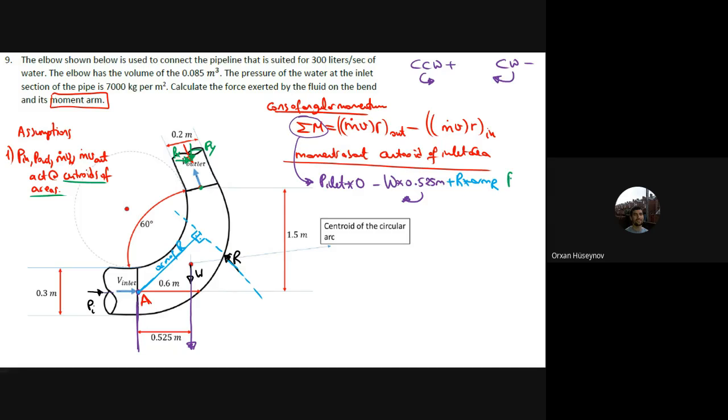So let me add it here. PX and its arm, so that PX outlet. You can see this one is the PX, just the same PX. And about point A, this is the point A, and this is the PX. It rotates in that direction, with a moment arm of 1.5 meters. So it rotates in the clockwise direction with a moment arm of 1.5 meters with respect to point A.